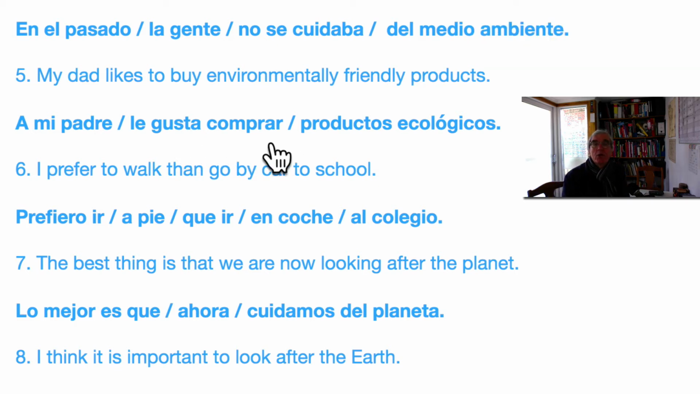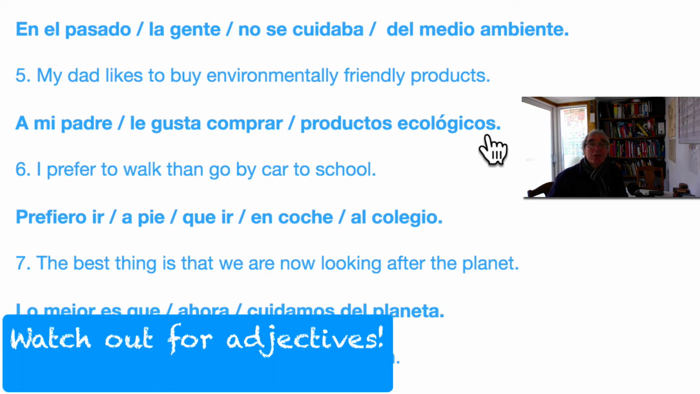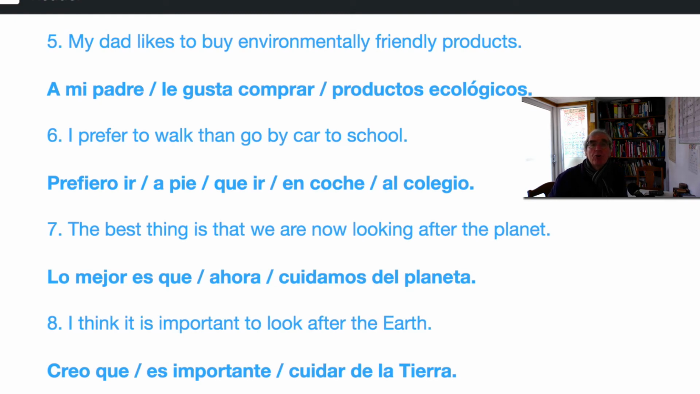And moving on here, we've got productos ecológicos. Couple of things to say here. Ecológicos is going after the word productos, point number 1. And point number 2, because productos is masculine plural, so is ecológicos. To say that once again, a mi padre le gusta comprar productos ecológicos. And now on to number 6. I prefer to walk than go by car to school.